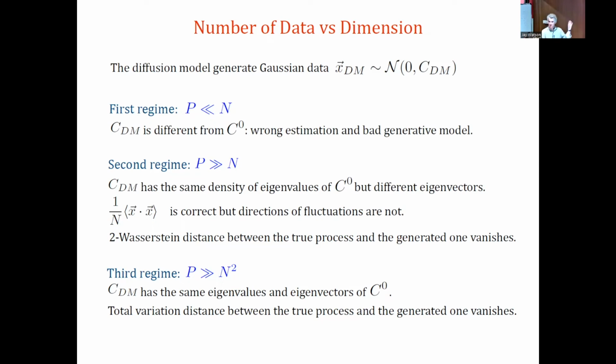So I think what is interesting here is that, of course, it's a very simple model, but you start to see first how the dimension plays a role and how it is in competition with the number of data. And you can also see that when you say that the generative model is good, it depends what you are looking for. If you are looking at this kind of variable, then it's good. But if you're looking at the direction of the fluctuations, then this regime is bad, and you have to clean this regime.